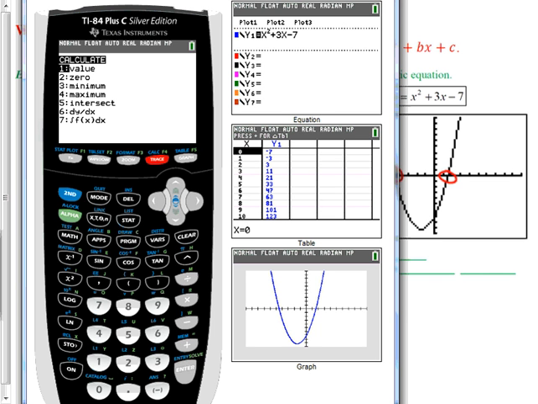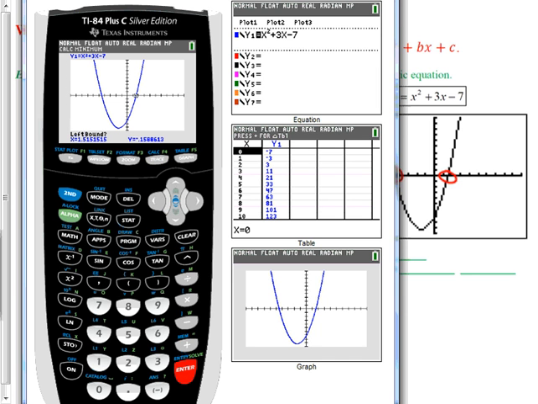It has a minimum or a maximum. On our graph, we had a minimum, so we go minimum, enter. Now, left boundary, once again, you got to get to the left of it. I'm going to go down here. I know that's my spot right there, but I'm going to get to the left of it. I'm going to hit enter.